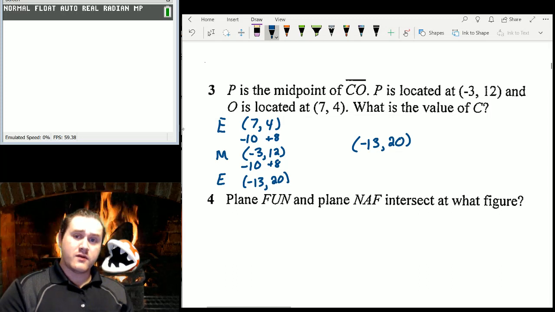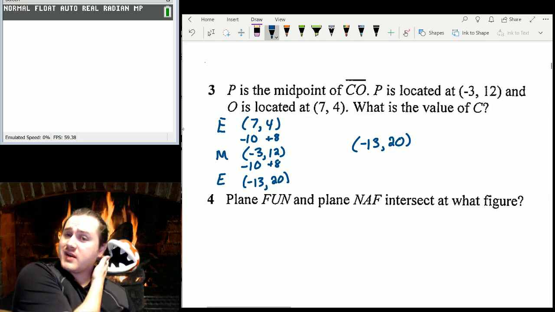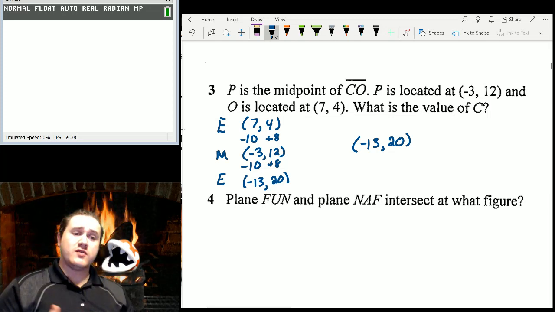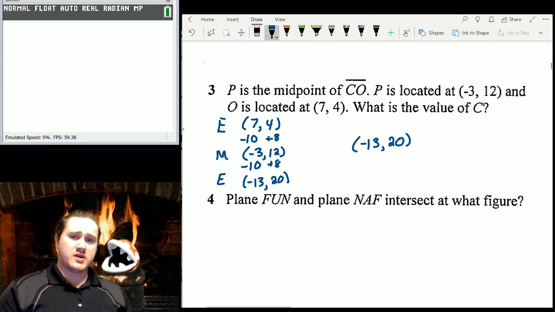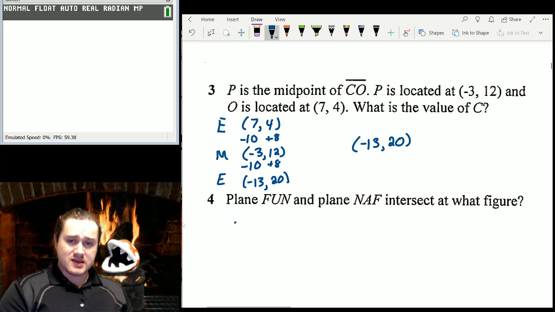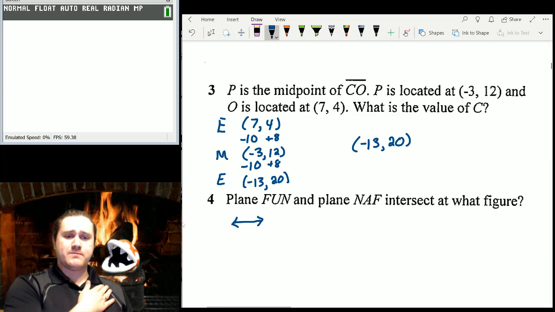Now, for problem number 4, it says plane FUN and plane NAF intersect at what figure? Whenever two planes intersect, there's only one type of figure that they would intersect at, and that is a line. So we would have this as a line, definitely. The key on this one is to make sure that you're looking for a line.